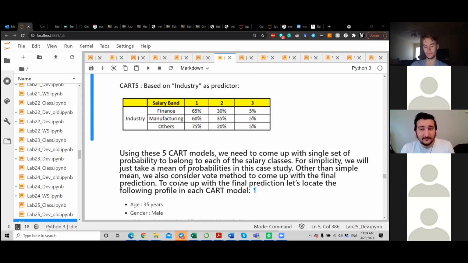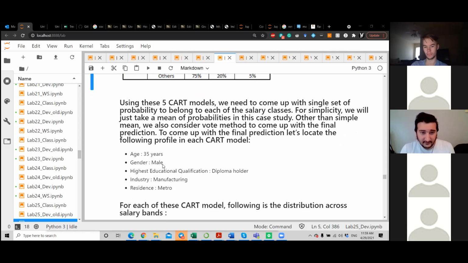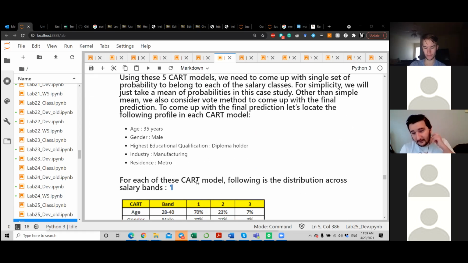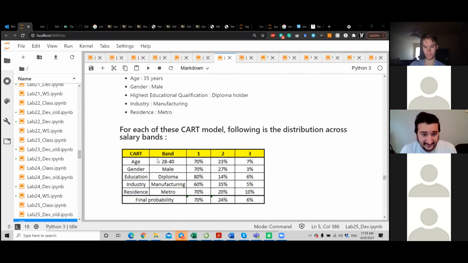Now, a new case comes up. You have a person who is 35 years old. He is male. His highest educational qualification is diploma, and he is in the manufacturing industry, and he lives in a metropolitan area. If we know this information about this new case, it's our goal to classify his salary band. For each of these CART models, following is the distribution across salary bands.